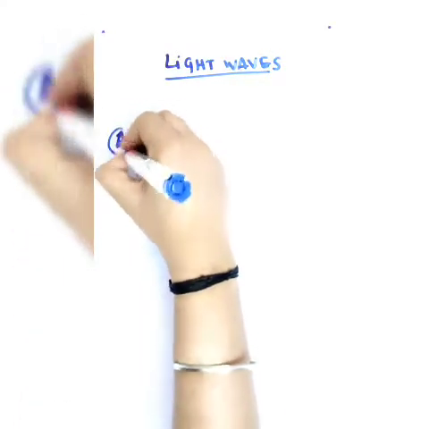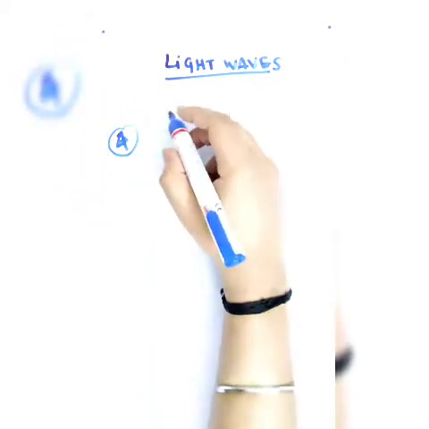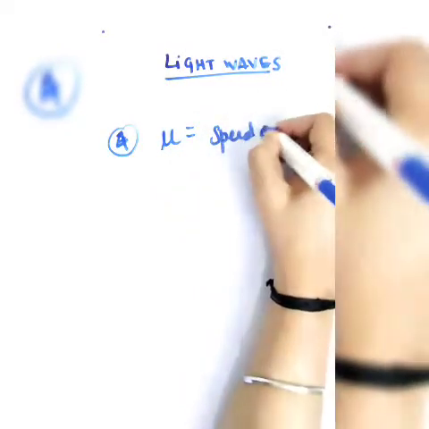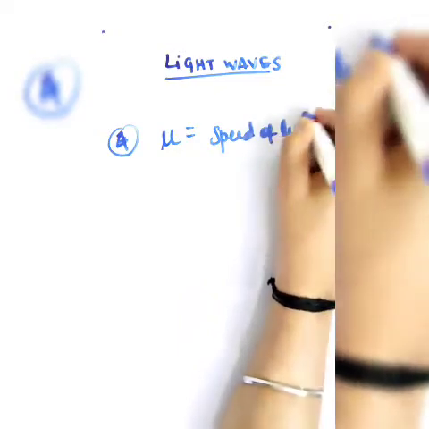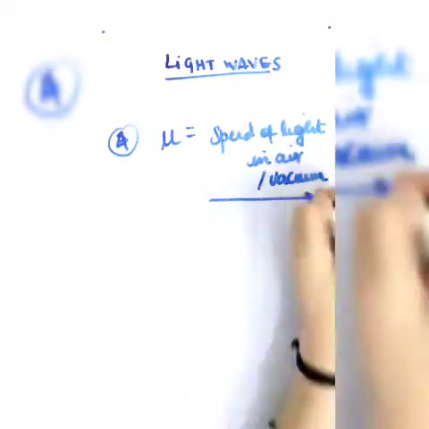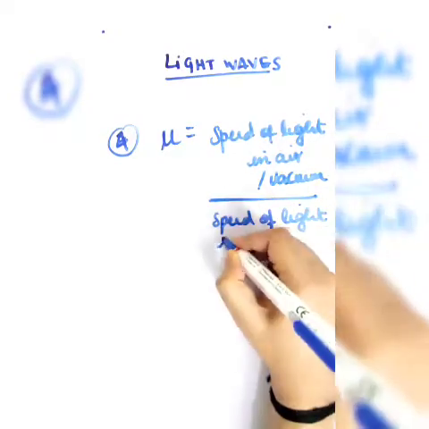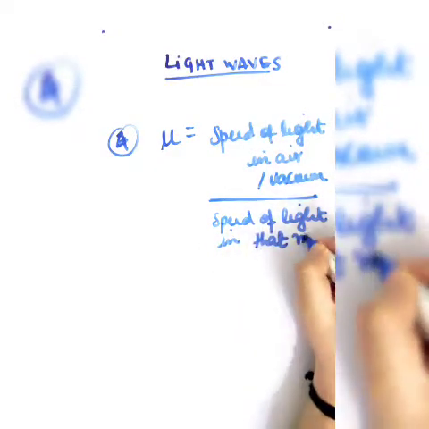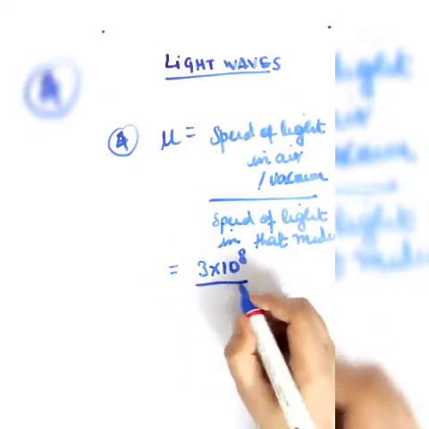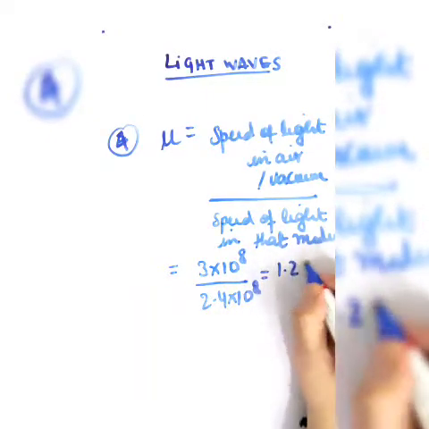Now coming to question number 4. In this we have to find out the refractive index of a medium, and the speed of light is given. As we know, mu is nothing but speed of light in air or vacuum divided by speed of light in that medium. So if I put down all the values, 3 into 10 power 8 divided by 2.4 into 10 power 8, if I solve this, I will get the value as 1.25.